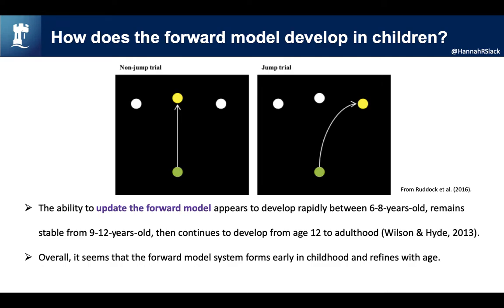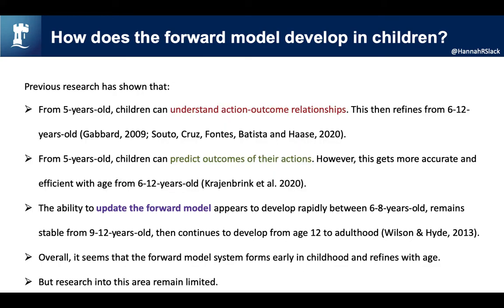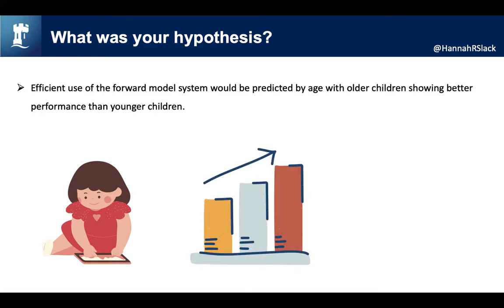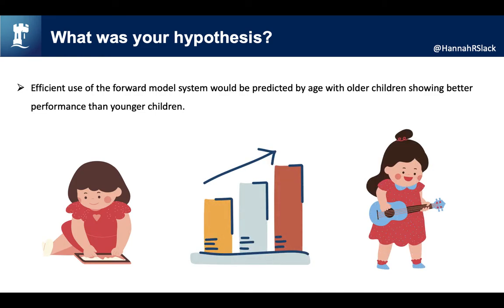So overall, it seems that the forward model system forms early on in childhood and then refines with age as children grow. But research into this area is incredibly limited. So in my research, I'm predicting that efficient use of the forward model system would be predicted by age, with older children showing better performance than younger children.